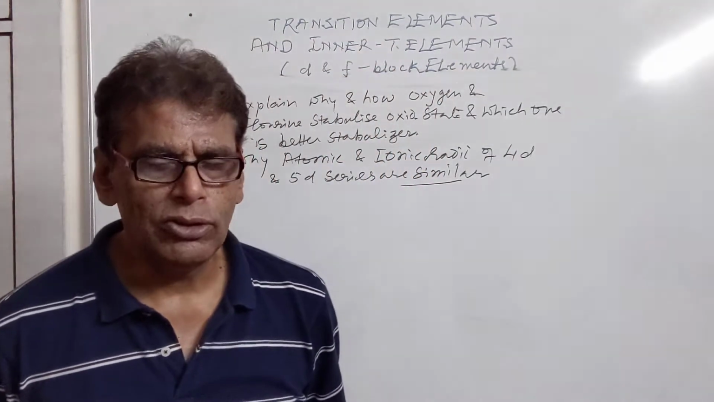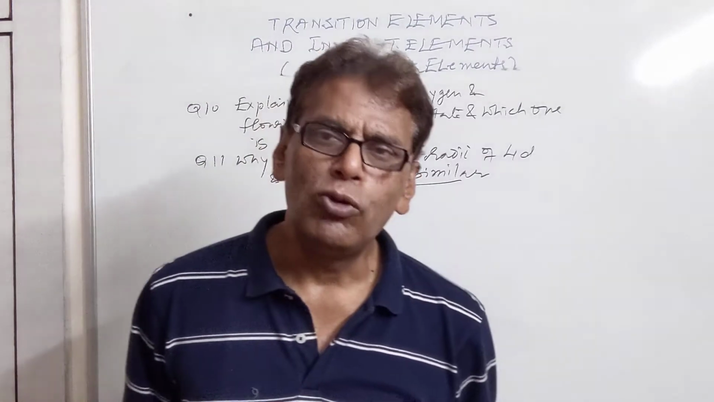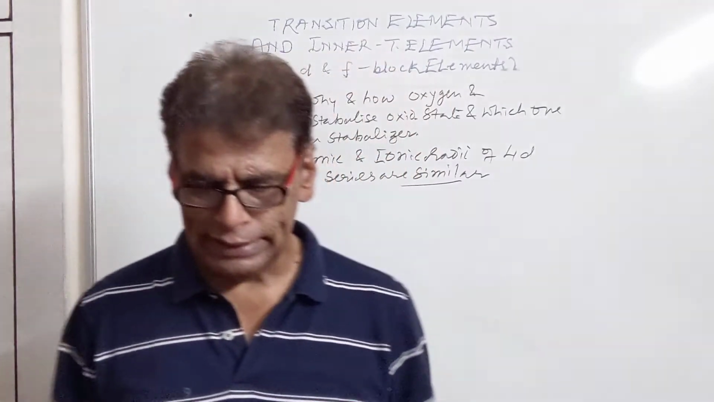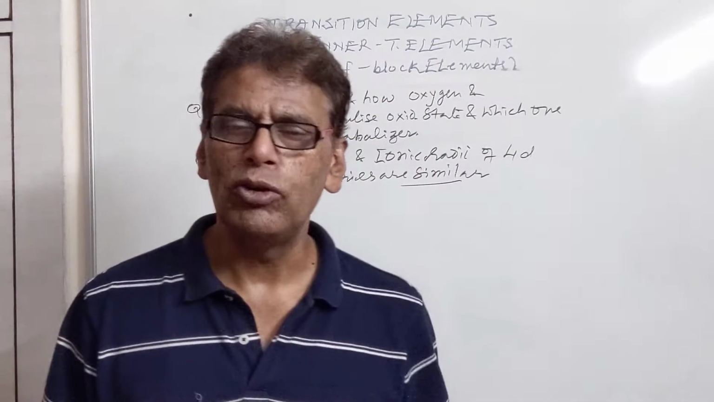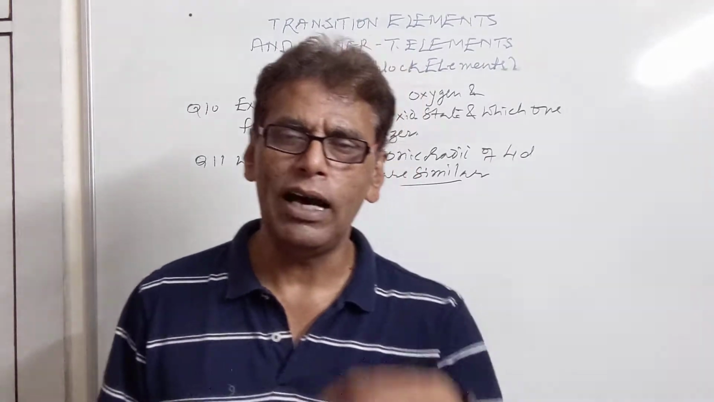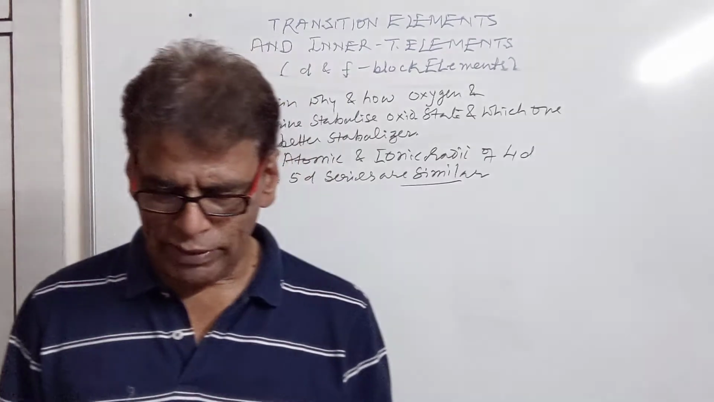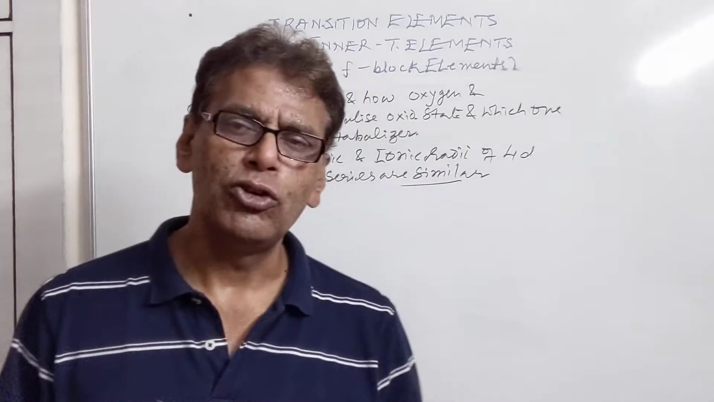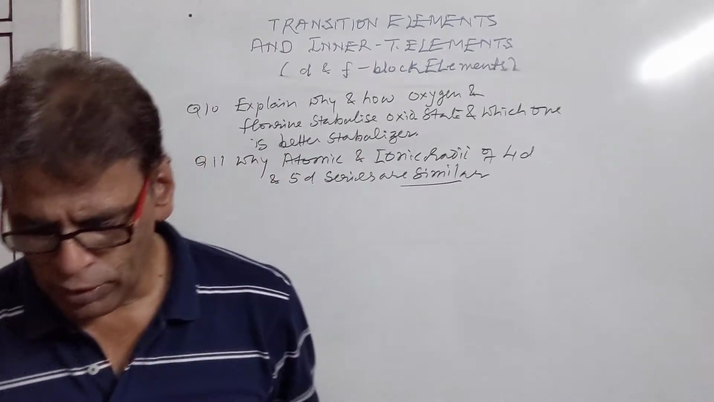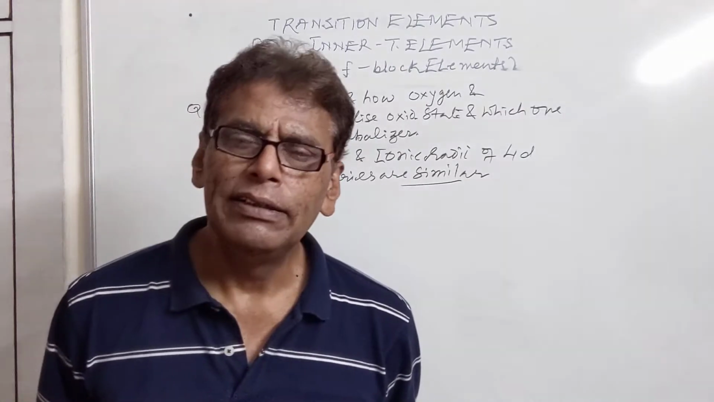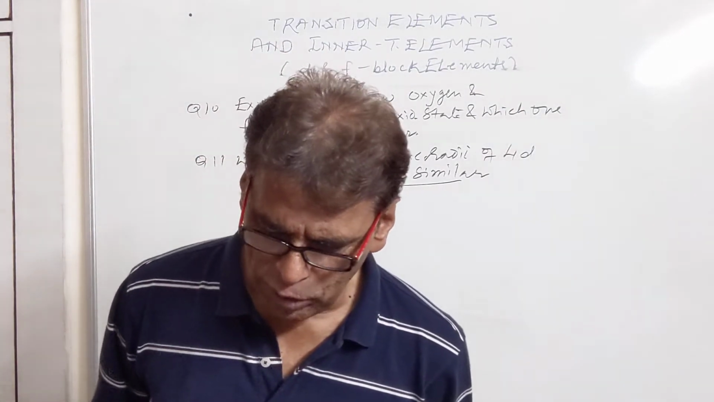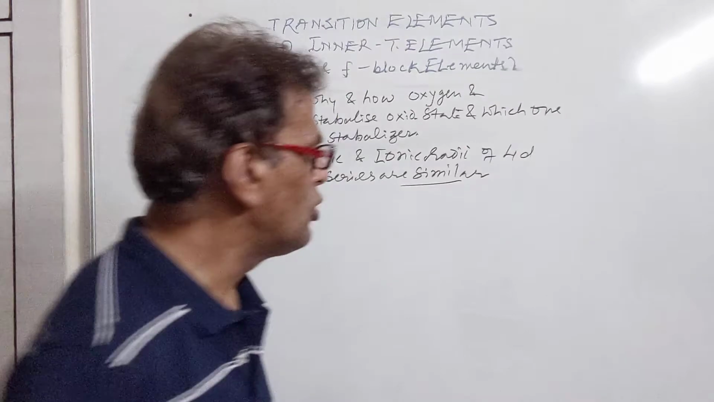So these electrons do not shield the outer electrons from the nuclear attraction. That's why the outer shell electrons are pulled nearer to the nucleus and sizes almost remain constant after half of the series. That's why we say the properties also remain similar, they are not changing much, and their sizes become similar, so their properties also become similar.